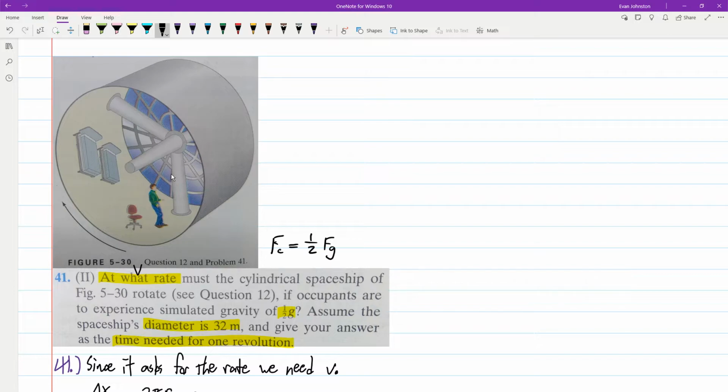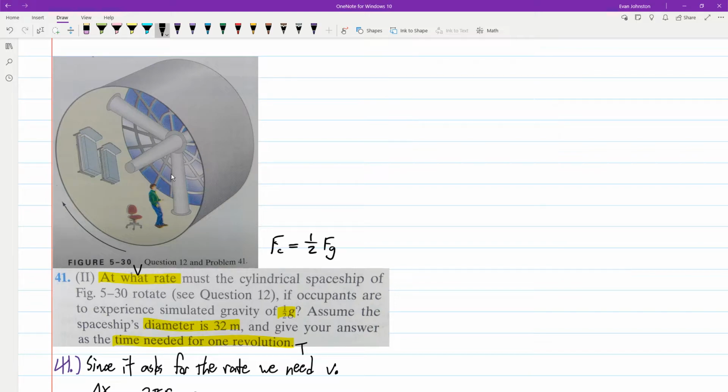Well, the time needed for one revolution, that's big T. That is usually our period. So really we're trying to find the period that the ship needs to rotate in to give us this 0.5 or 1/2 G. And so maybe that sounds like a lot. And we're going, well, what is going on here?